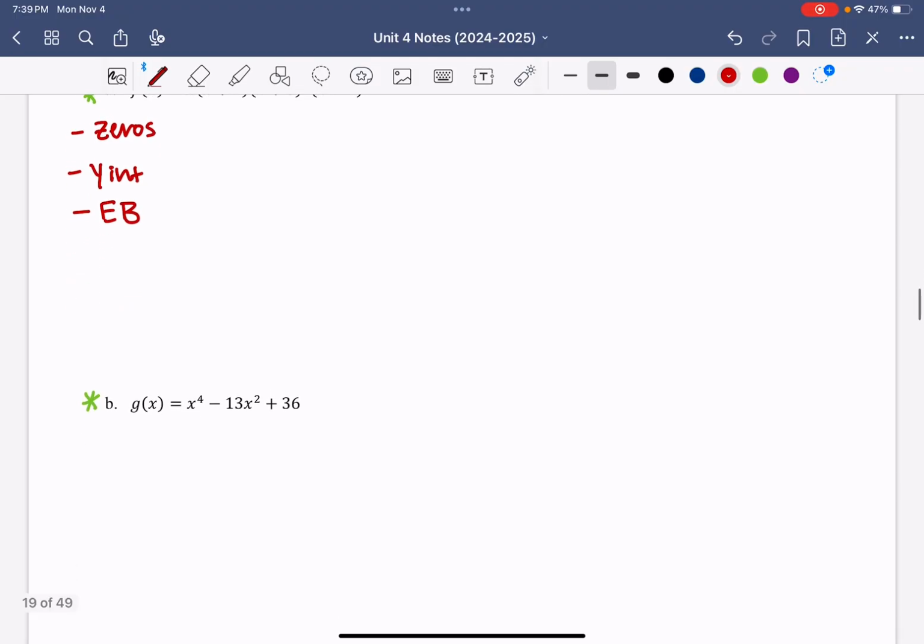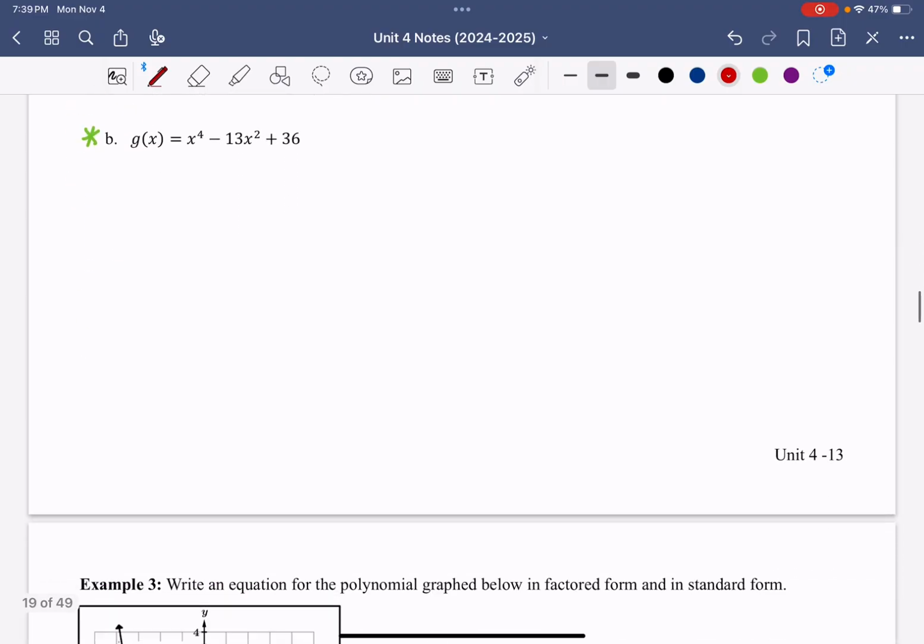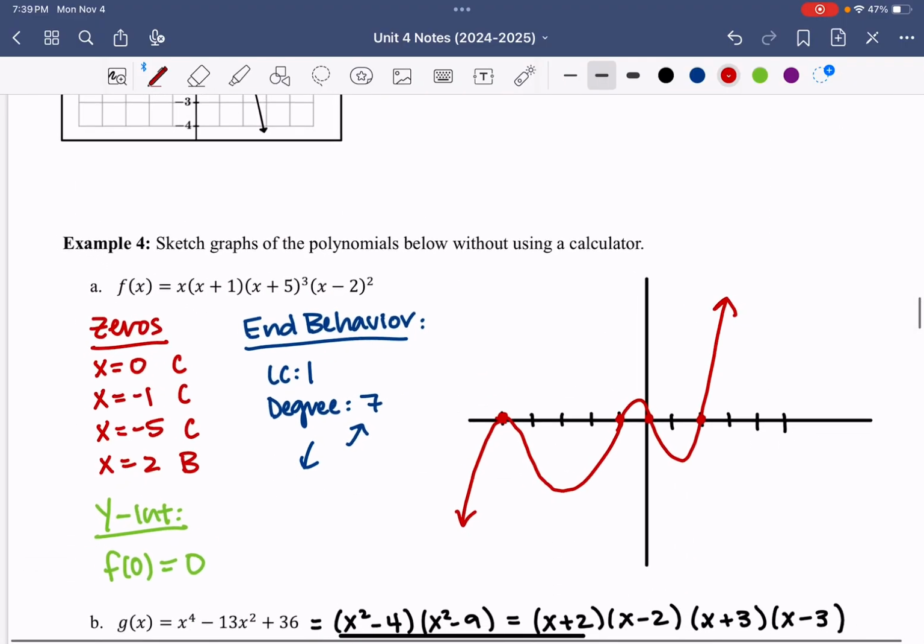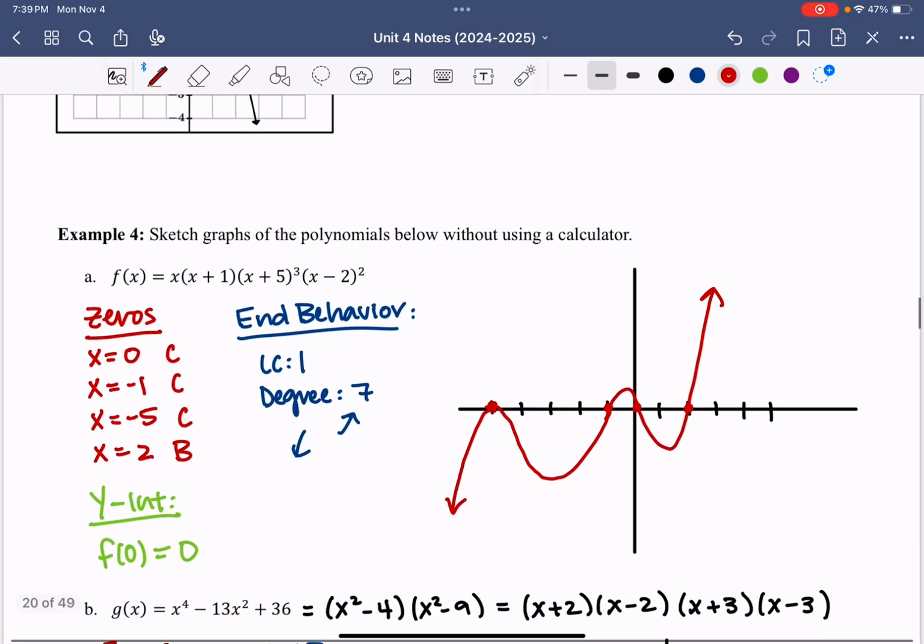All right, hopefully you've had a chance to go over that. Let's check over these final 2. Looking at example 4, there should have been 4 zeros. X equals 0 was 1. It's easy sometimes to forget that x out in front, so that is 1. Then we have x equals -1, x equals -5, and x equals 2. For x equals 0, -1, and -5, since they all had an odd multiplicity, 1, 1, and 3, we're going to cross, and then x minus 2 has an even multiplicity, so we're going to bounce there.